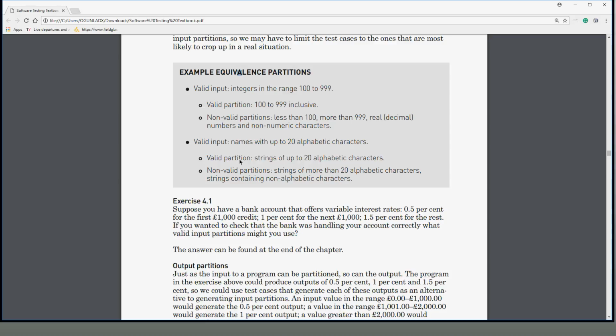So what's your valid partition? String up to 20 characters. Those are the ones you want to test. Then also, what are the negative testing? String more than 20 characters. And that is it.